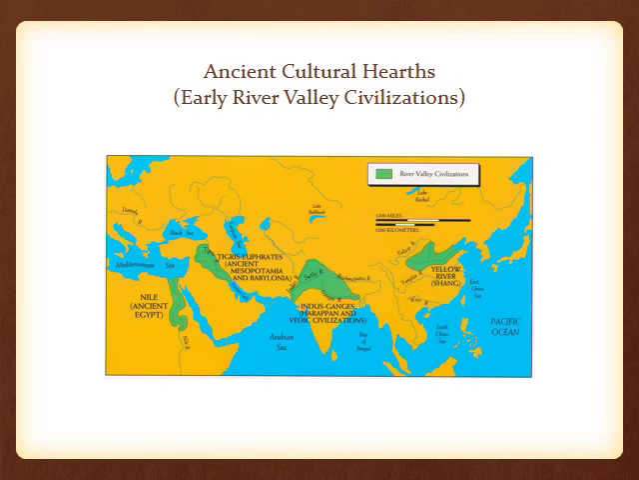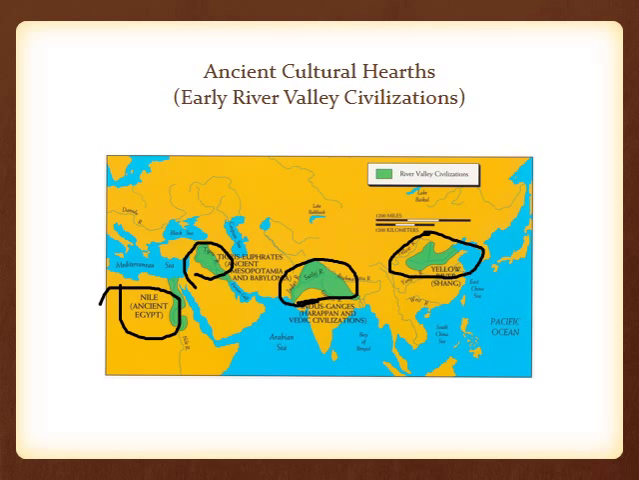And these are our ancient river valley civilizations. We have in Africa, the Nile. We have in the Middle East, the Tigris-Euphrates Valley, which today is Iraq. We have in India, the Ganges and the Indus rivers. And we have in China, the Yellow River and the Yangtze River. And all of these are river valley civilizations.